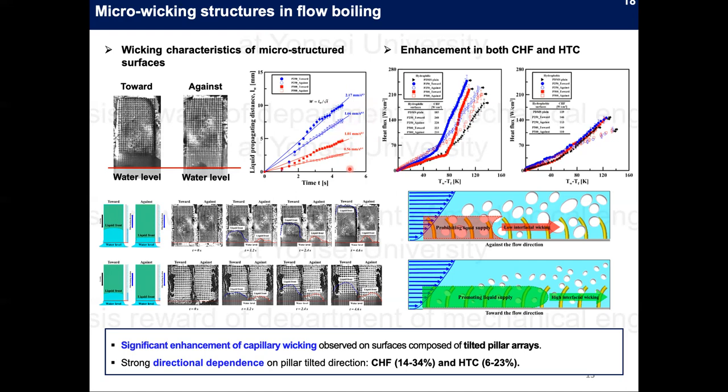500 micrometer. Regarding the boiling heat transfer characteristics of the tested surfaces, the surfaces having tilted pillar arrays spaced at 250 micrometer revealed the highest overall heat transfer performance among the tested surfaces. On the other hand, the critical heat flux of the tested surfaces composed of pillar arrays was significantly enhanced when the polymerized pillars tilt toward the flow direction, showing a strong flow dependency on pillar tilt.